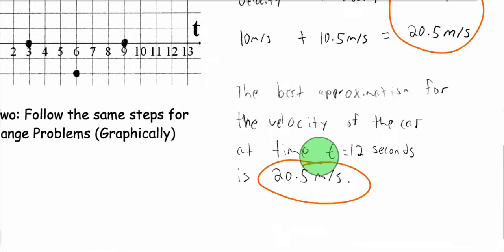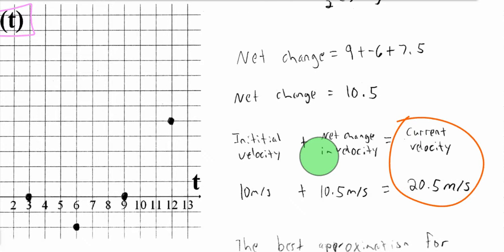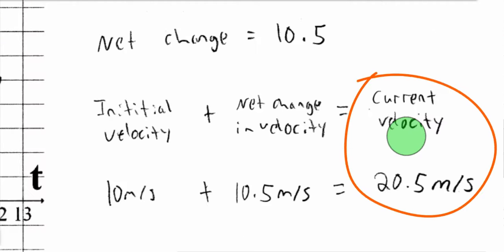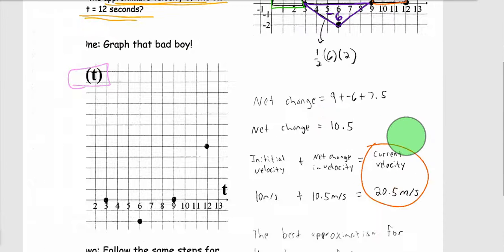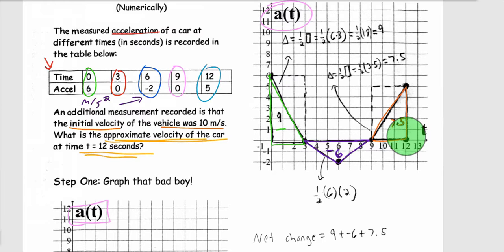This required a little bit more. We found the signed area and we had to add it to its initial velocity to get its current velocity. All right, that's it for finding the signed area of the curve of acceleration to get change in velocity, adding its initial velocity to get its current velocity.